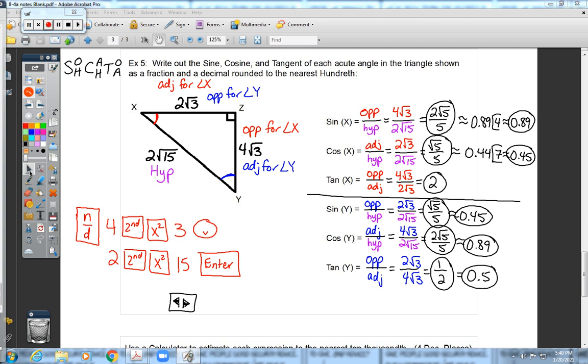It's going to be a very short one over how to evaluate sine, cosine, and tangent values with your calculator.